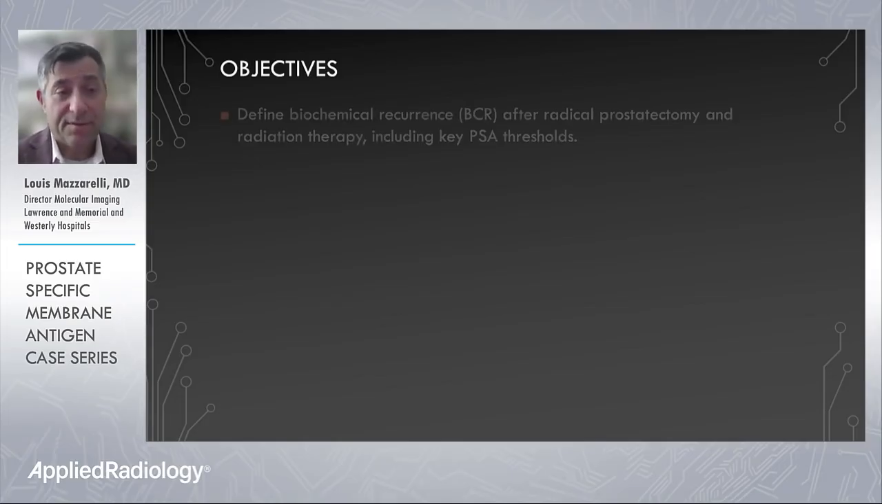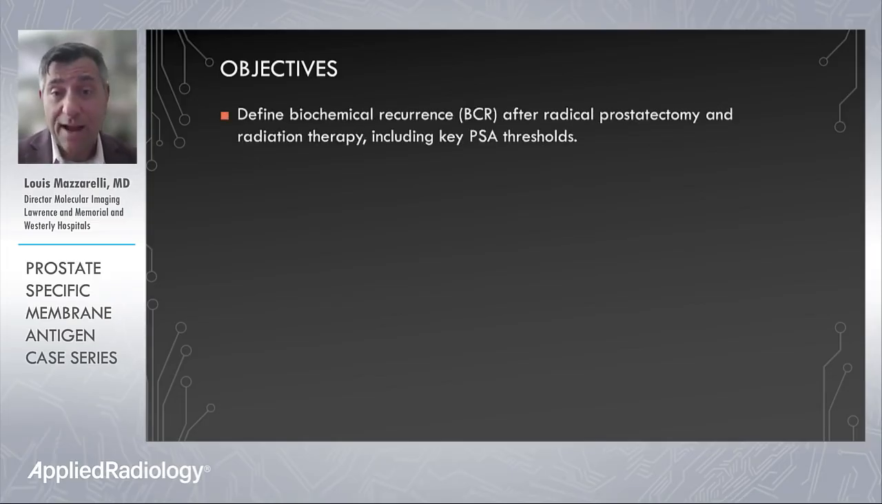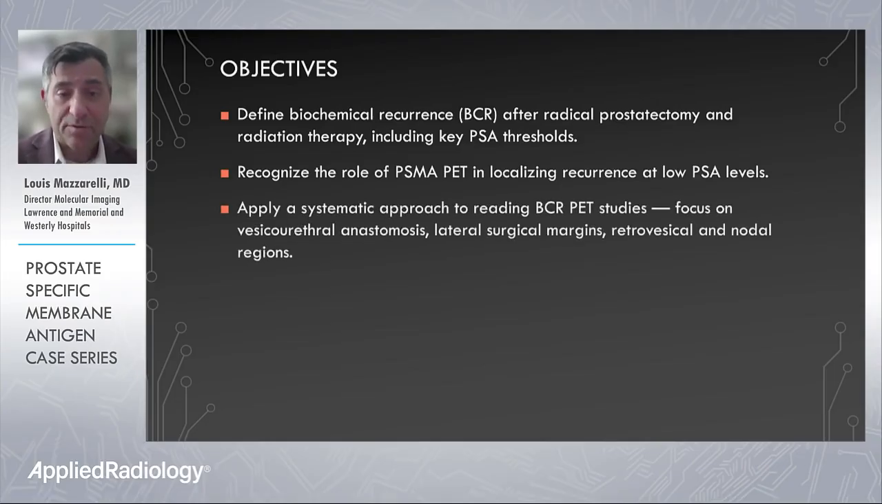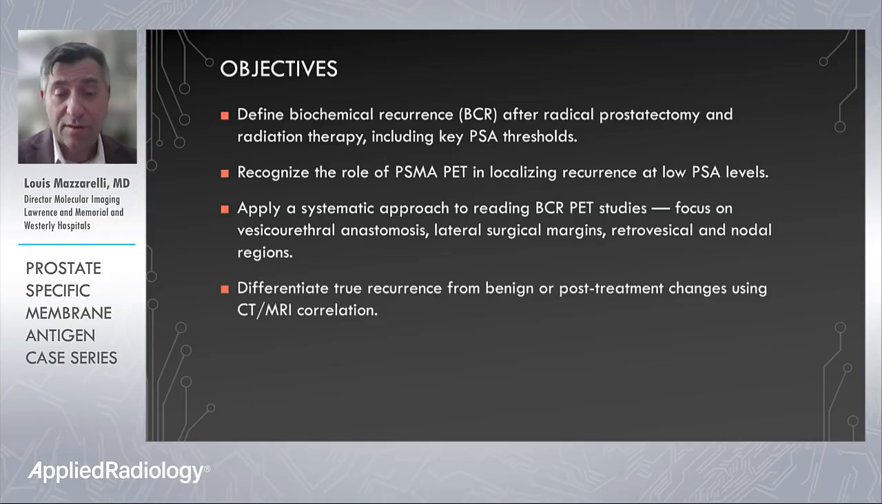So what are our objectives? Define biochemical recurrence after radical prostatectomy and radiation therapy, including key PSA thresholds. Recognize the role of PSMA PET in localizing recurrence at low PSA levels. Apply a systematic approach to reading biochemical recurrent PET studies, focusing on the vesicourethral anastomosis, the lateral surgical margins, retrovesical and nodal regions. Differentiate true recurrence from benign or post-treatment changes utilizing CT and MRI correlation.